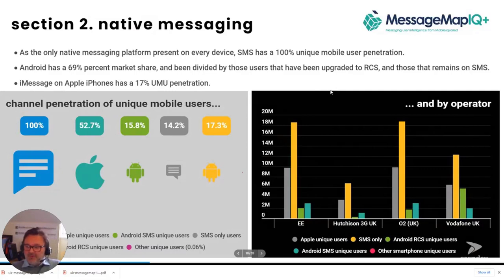So some of this will need explaining. For every unique mobile user, you have a device, you can receive an SMS. So SMS has 100% penetration in any market. Because there's an Apple penetration of just under 53%, typically, if you target Apple, you will reach 53%.